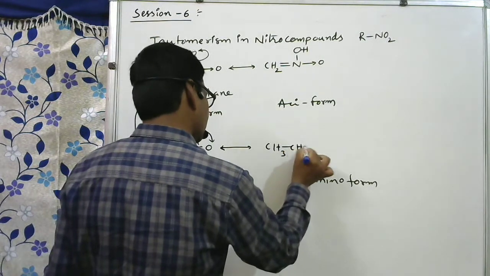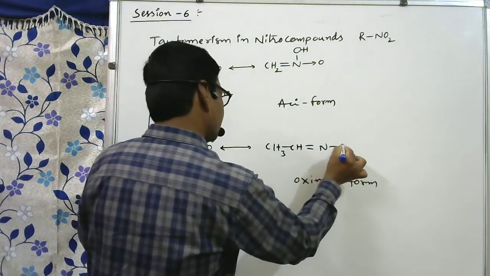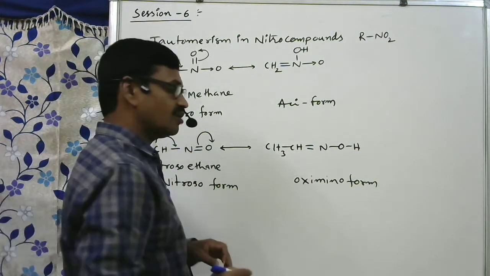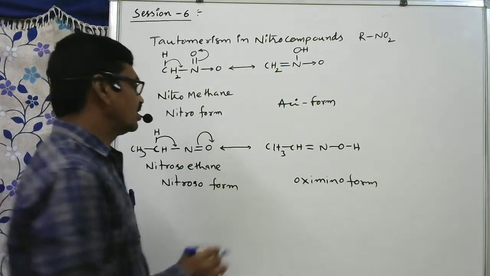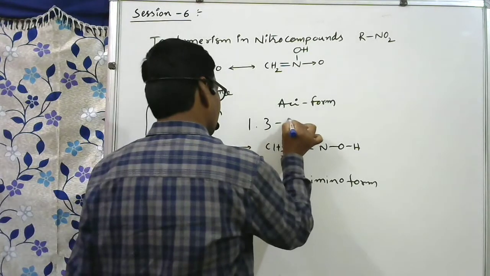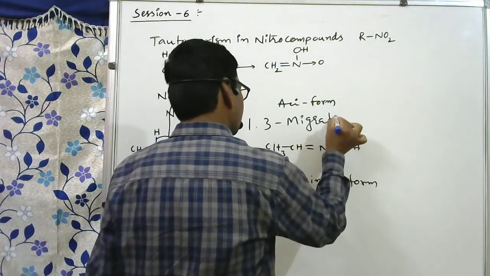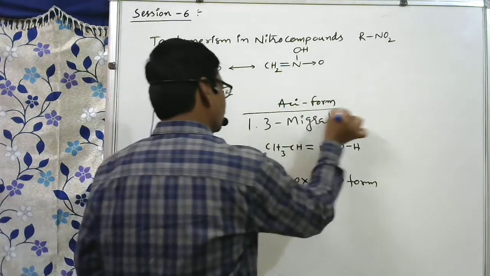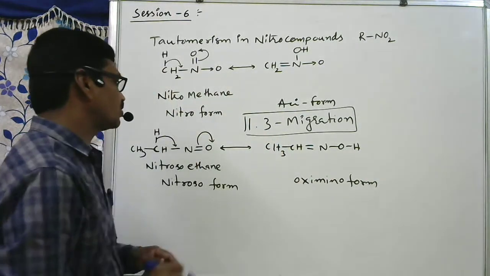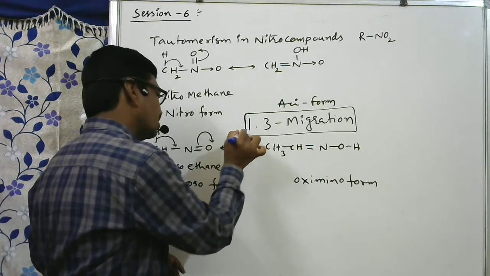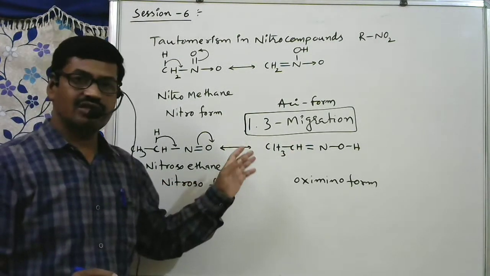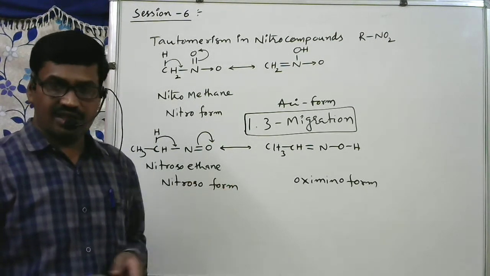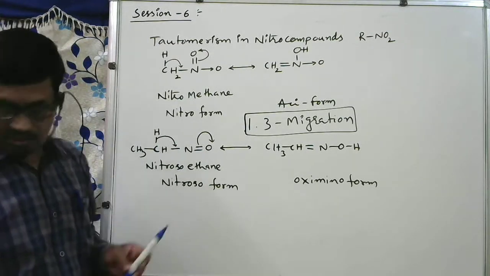CH3, then CH, here double bond N, here O, H. This hydrogen shifted from here to here. See, 1, 2, 3. This is also a 1, 3 migration. In this also we can expect which migration? 1, 3 migration. Hydrogen is migrated from one atom to the third atom, in all these compounds. In the nitro compound the same thing, and in nitrosoethane also the same thing. In this way we can expect tautomerism in nitroso compounds or even nitro compounds.